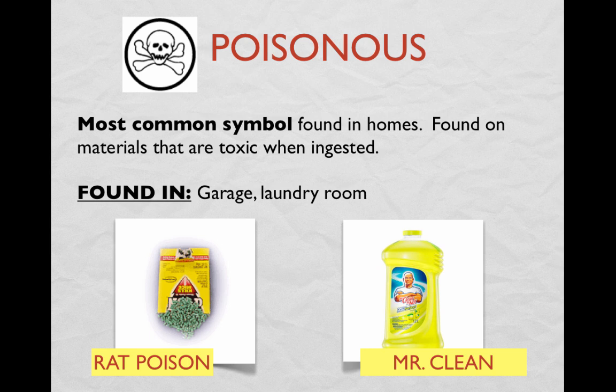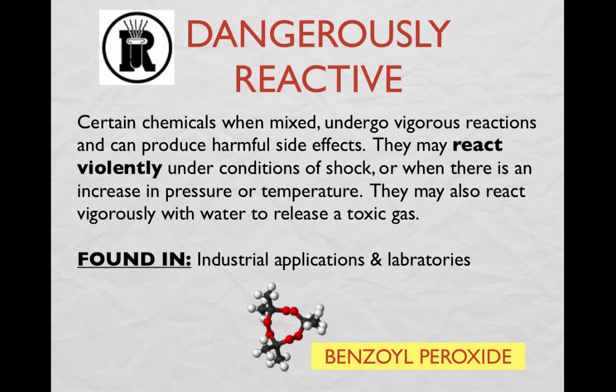Poisonous is the most common symbol found in homes. It is found on materials that are toxic when ingested. Examples include rat poison and Mr. Clean.